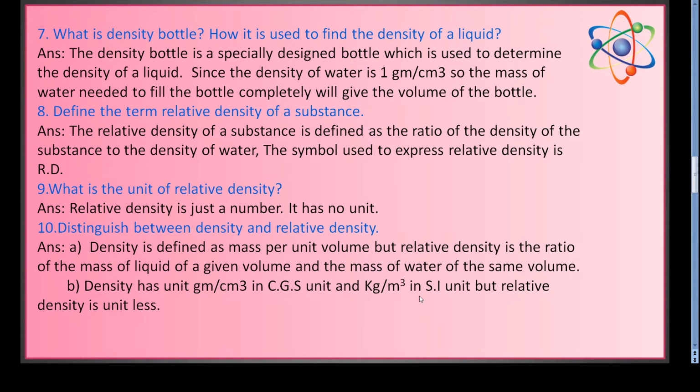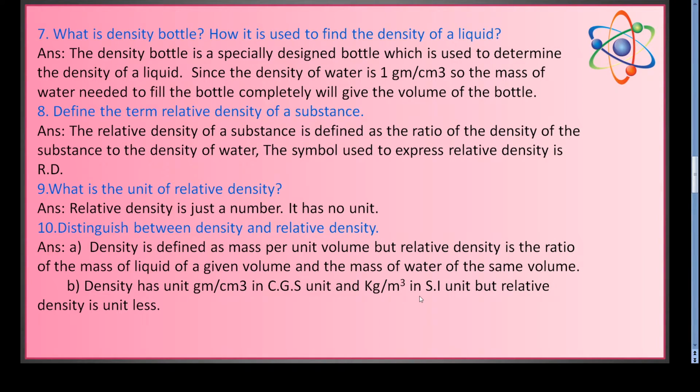Next question: What is a density bottle? How is it used to find the density of a liquid? Answer: The density bottle is a specially designed bottle which is used to determine the density of a liquid. Since the density of water is 1 gram per centimeter cube, the mass of water needed to fill the bottle completely will give the volume of the bottle.